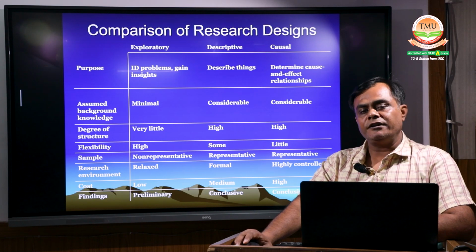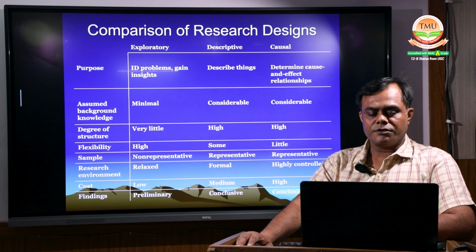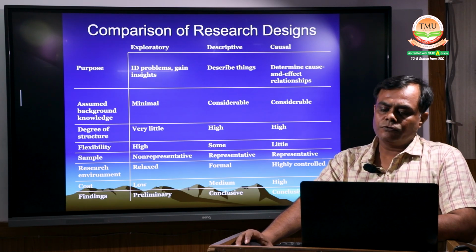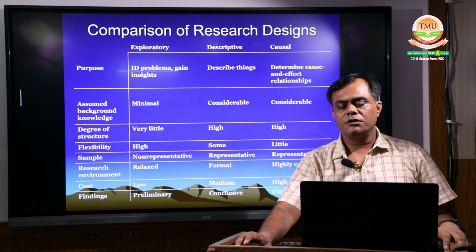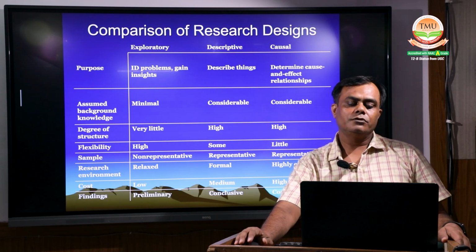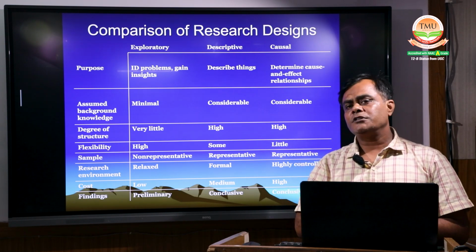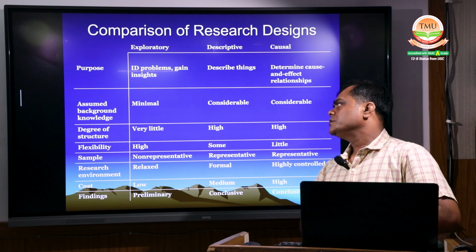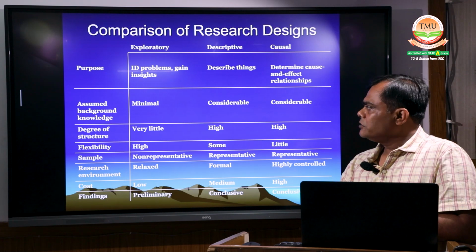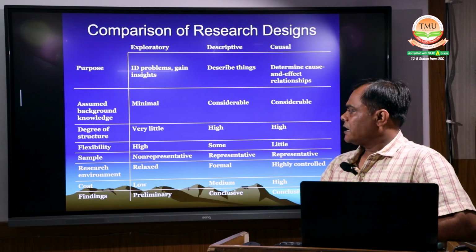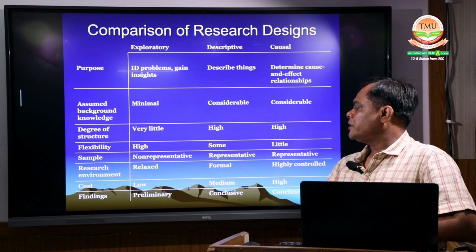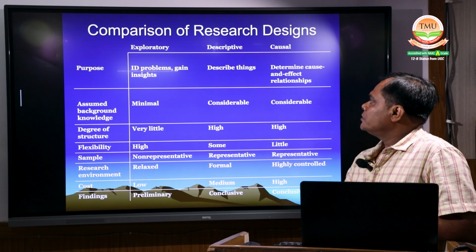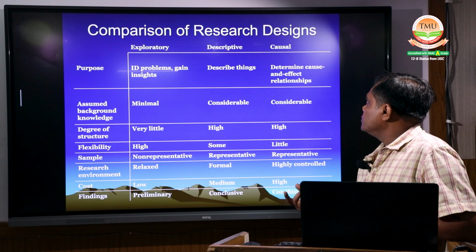On the basis of findings, exploratory research gives preliminary findings, descriptive research gives conclusive findings, and causal research gives conclusive findings. So this is the comparison on the basis of different parameters. The parameters are purpose, assumptions, background knowledge, degree of structure, flexibility, sample, research environment, cost and findings. On that basis, we have to compare which research has more prominence than the others.